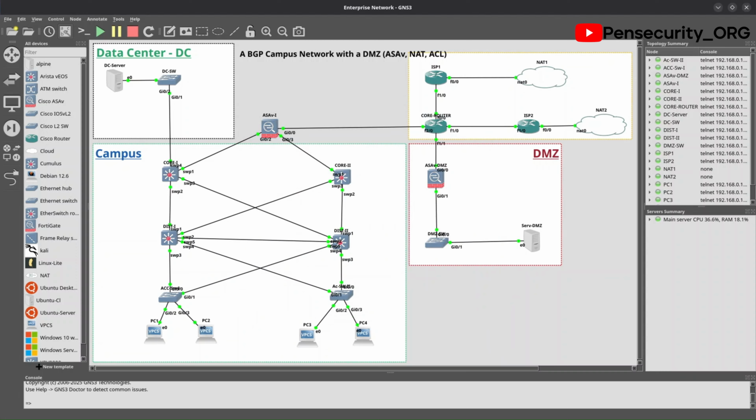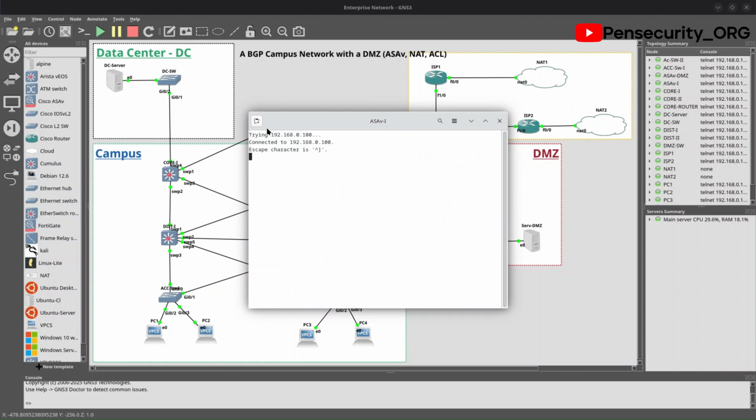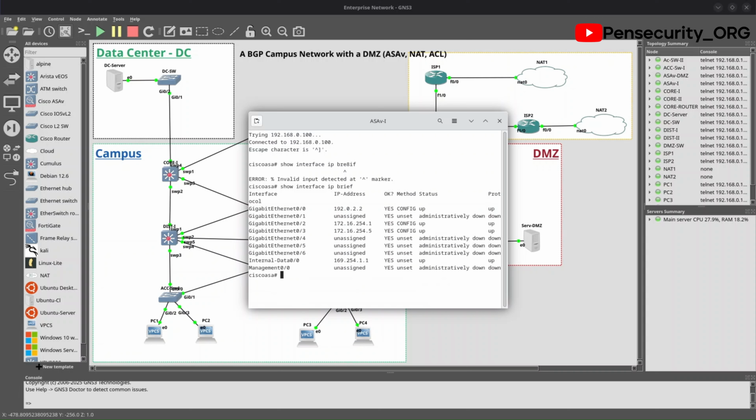Now let us check our firewall, because the firewall is the heart of the whole network. If your firewall is not working fine, then you don't configure a good network. So show interface IP brief. Yes. So we have 3 networks here.